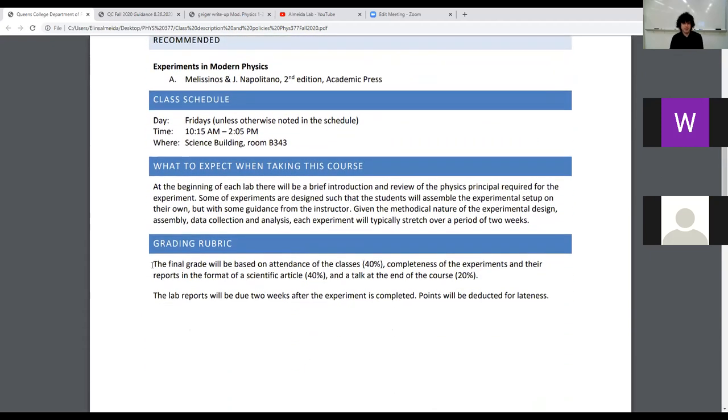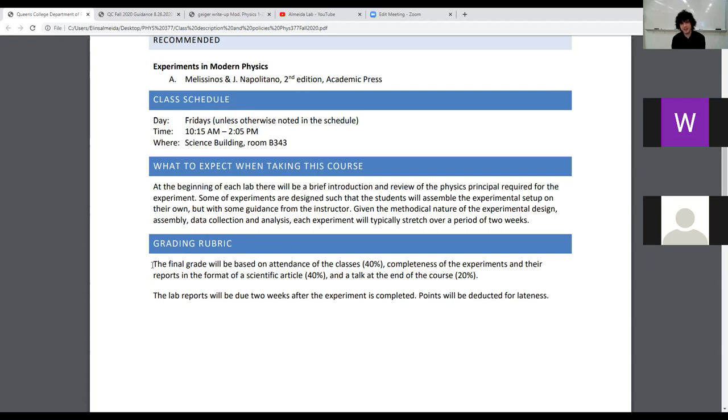So the final grade will be based on the attendance of the classes. Of course, you are not required to be here, but at least you are required to tell me in advance and watch the online lecture. It also depends on completeness of experiments and the reports in the format of a scientific article. There are two experiments, the microstrain interferometer and the atomic force microscope, where you write a lab report in the format of a scientific article. That means title, abstract, introduction, results and discussion, conclusions, and references. I'll send you a template later.